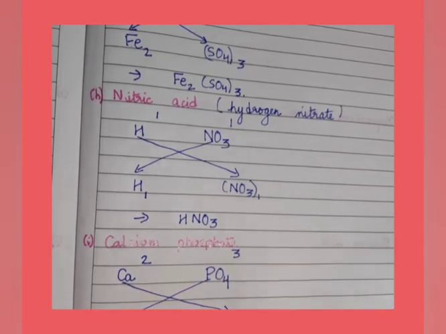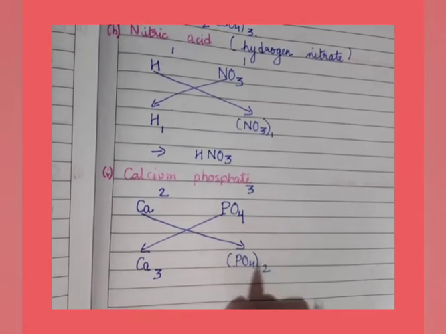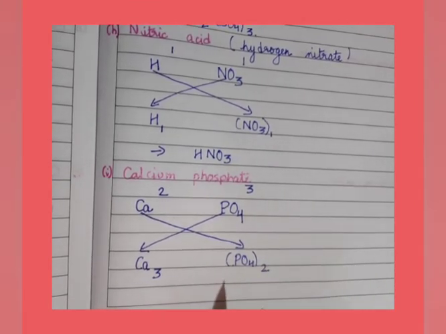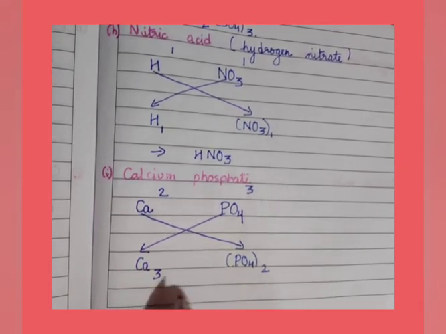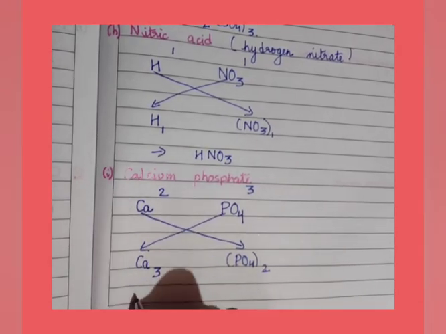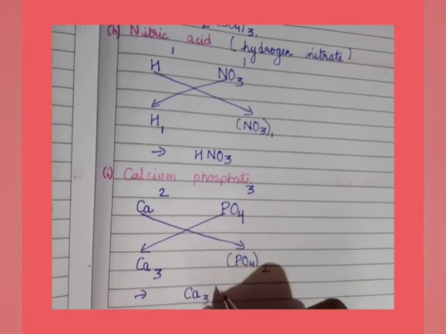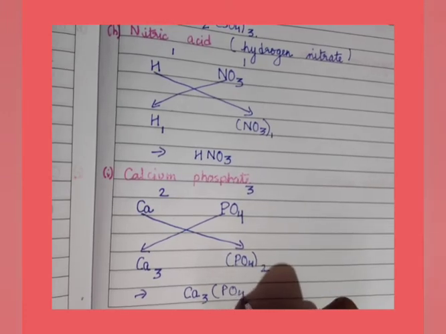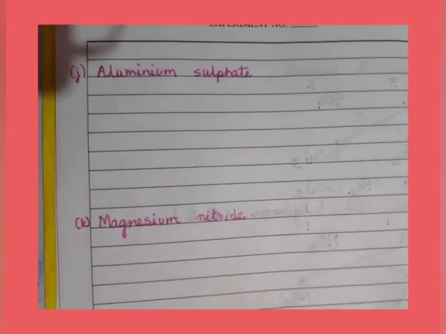(PO4)2. Now most of you make a mistake out here. Some of you cancel this 4 and 2. You cannot do that. Always remember that this is a polyatomic ion. It acts as a single unit. So you cannot take the common factor from here. So what will be the formula? It will be Ca3(PO4)2.